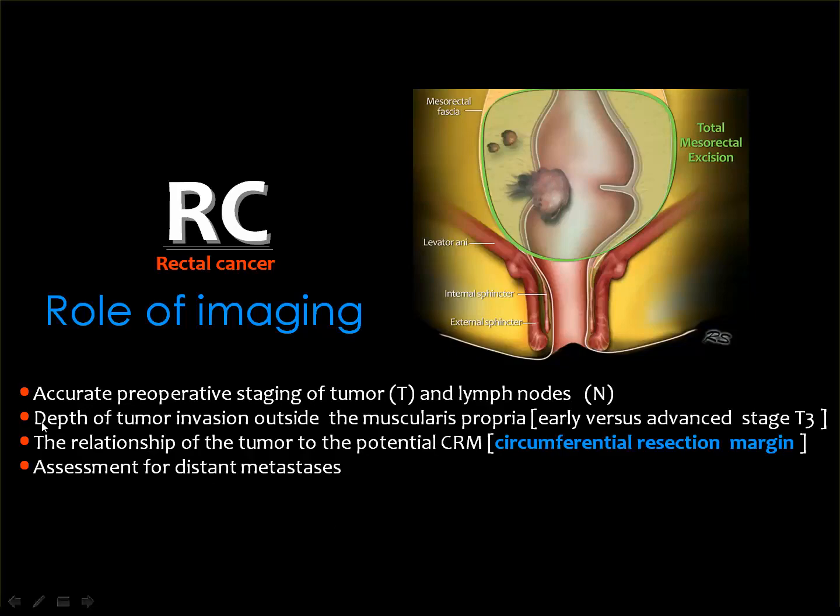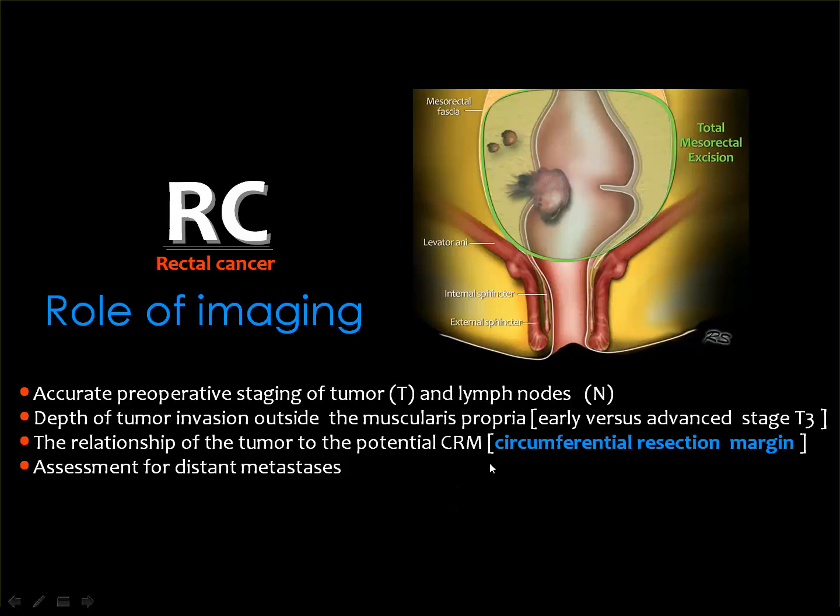Then a very important issue is to detect the depth of tumor invasion outside the muscularis propria, which will affect the stage of the tumor. Then you detect the relationship between the tumor and the potential circumferential resection margin.